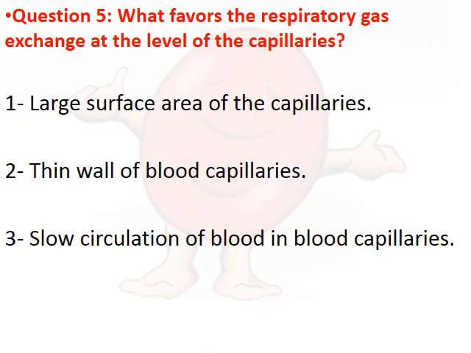Question number 4. What favors the respiratory gas exchange at the level of the capillaries? As we said before, we have three properties. Number 1, large surface area of the capillaries. Number 2, thin wall of blood capillaries. Number 3, slow circulation of blood in the blood capillaries. So these three properties, you have to study them.